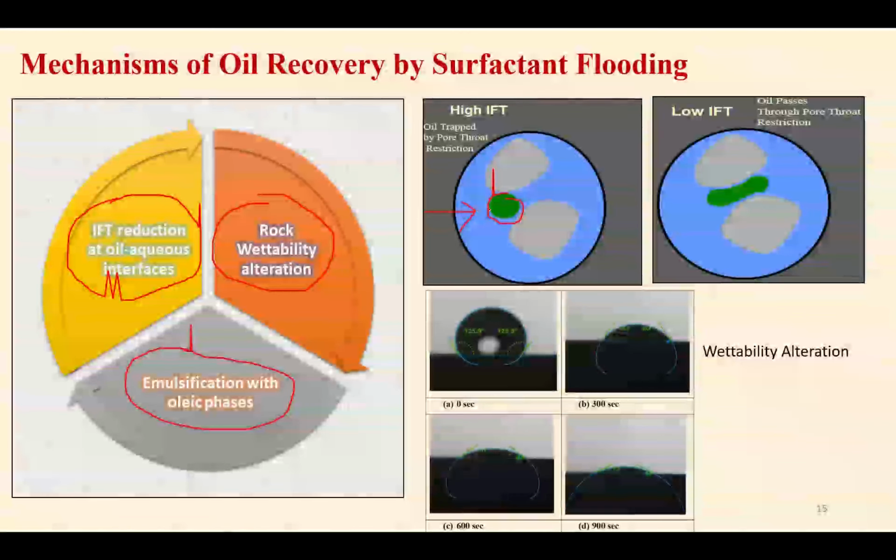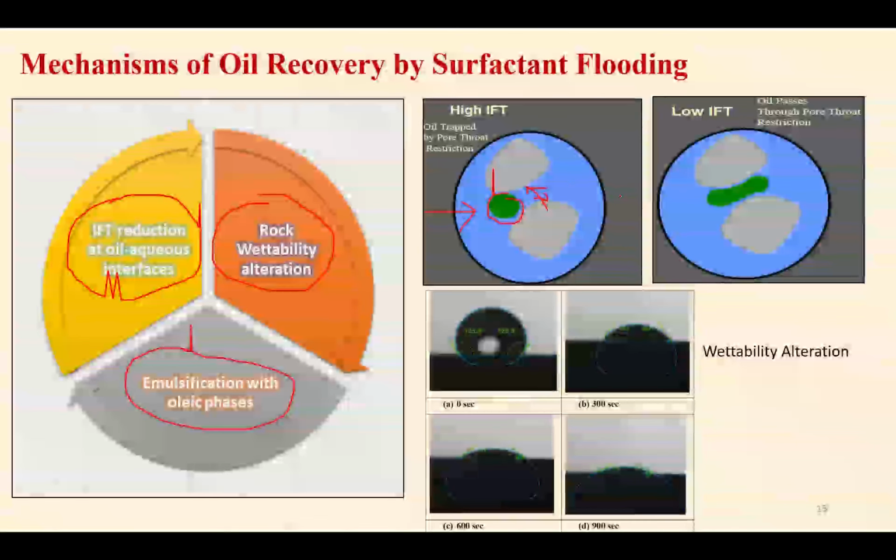this force in this direction is not sufficient, because you can see that the pore throat diameter is less than the diameter of this oil droplet, and the viscous force is not sufficient to force these oil droplets or oil blobs to flow through the pore throats.